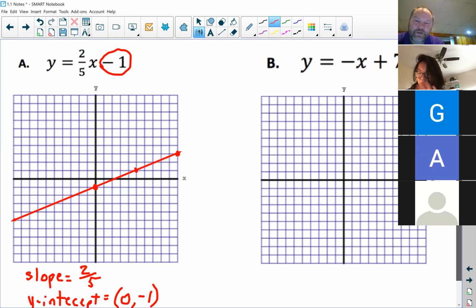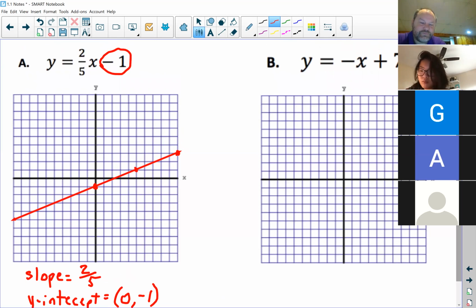All right. What about letter B? What is the y-intercept? 7. So I go up 7 from the origin. 1, 2, 3, 4, 5, 6, 7. What is the slope?